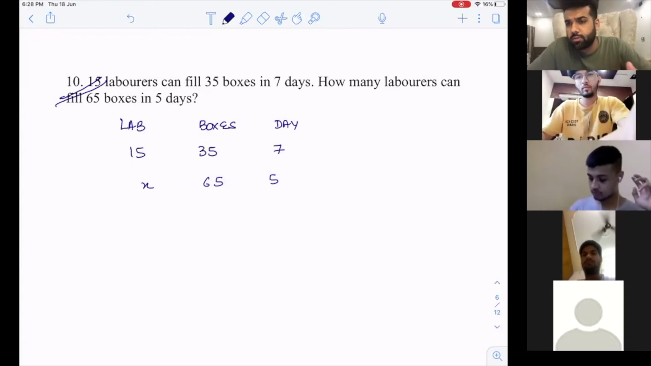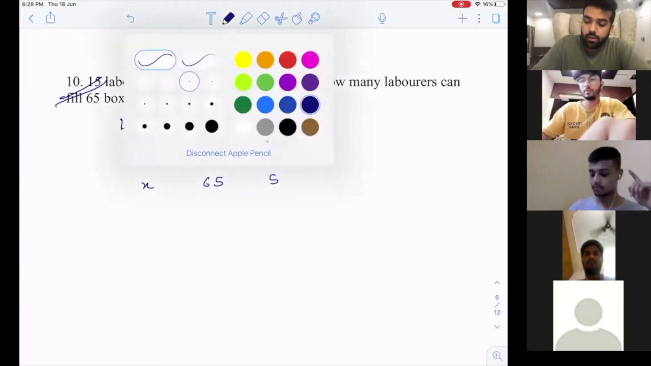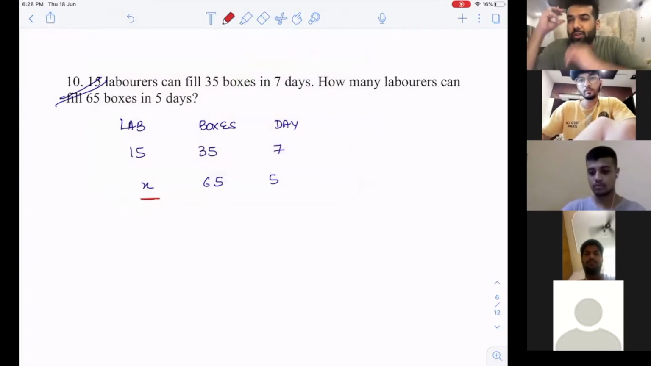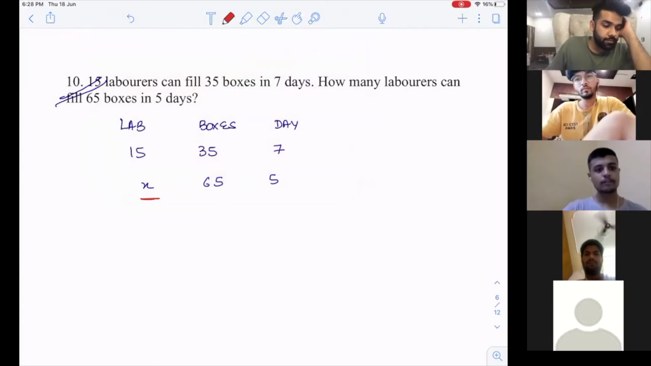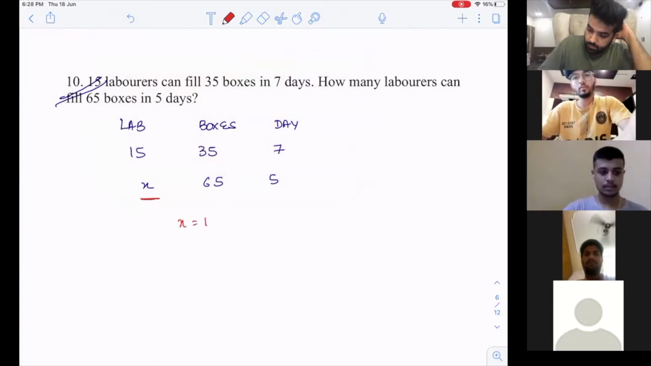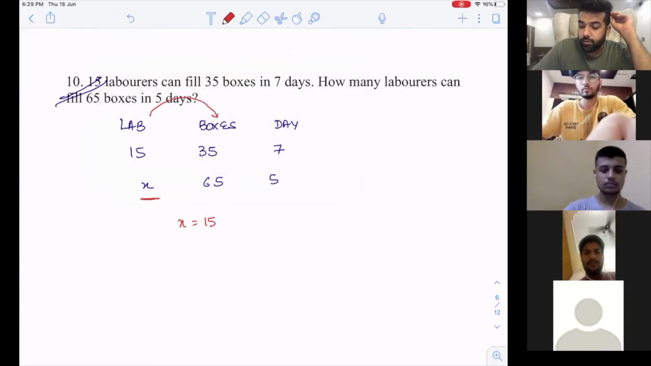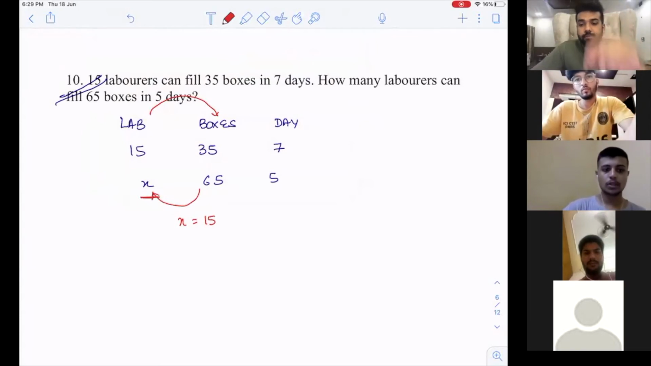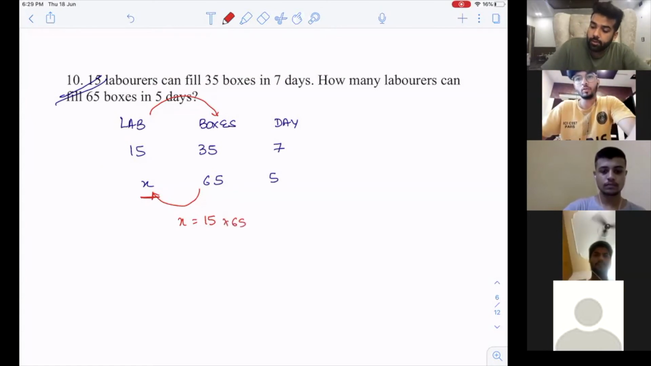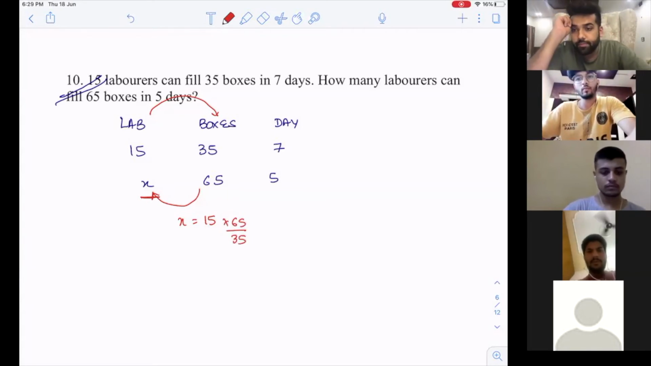Let me do it. It's supposedly very easy. What's given is x. What would x be equal to first? 15. Yes or no? Clear? If 35 boxes are filled by 15 laborers, to fill 65 boxes, do you require more laborers or less laborers? More, sir. So 65 by 35. Clear or not? Next.